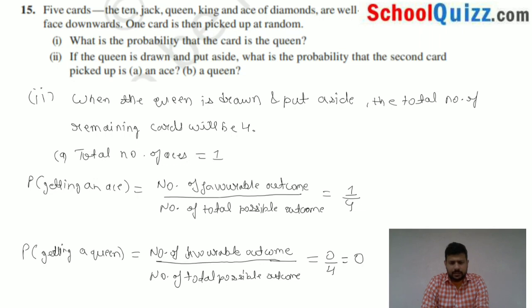And similarly, since we have picked up a queen, there is no queen left. So its probability will be equal to favorable outcomes upon total possible outcomes. Favorable outcome is 0 and total possible outcome is 4. So it is equal to 0 by 4, which is ultimately equal to 0.